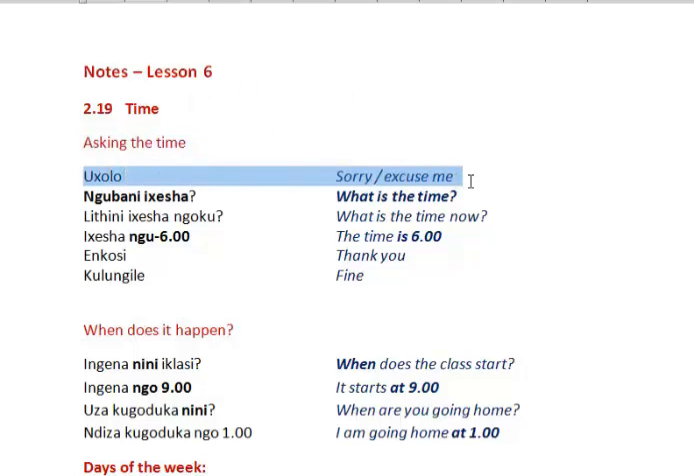You interrupt somebody or a conversation and you say, Uxolo, uxolo, sorry, excuse me. Ngubani ixesha. Alternatively, lithini ixesha ngoku. You could also ask, Ngubani ixesha ngoku. Ngubani ixesha. Lithini ixesha.